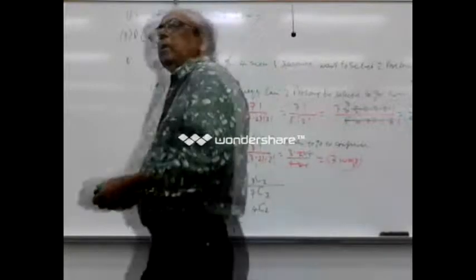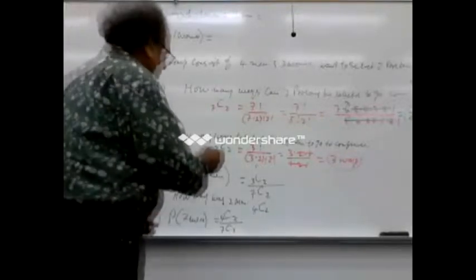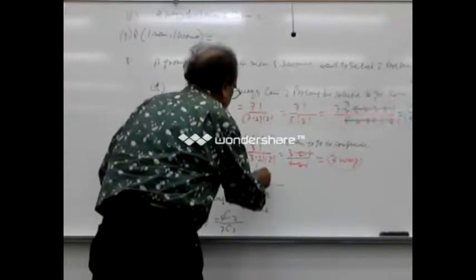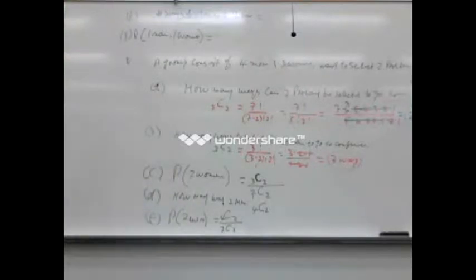So here we go. We have 3 ways of choosing 2 women out of the 3 women to go to this conference. Well, here is our problem now that's being asked in item C, involving probability with this combination problem. You're asked: what is the probability of selecting 2 women to go to the conference?